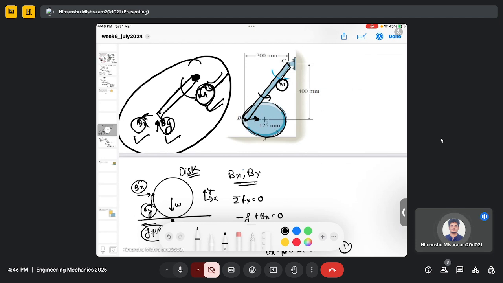But this equilibrium concept also has some limitations. You have only three equilibrium equations, so in case you have more than three unknowns, then mostly you will use numerical simulation or experiments to find the coefficient of friction.